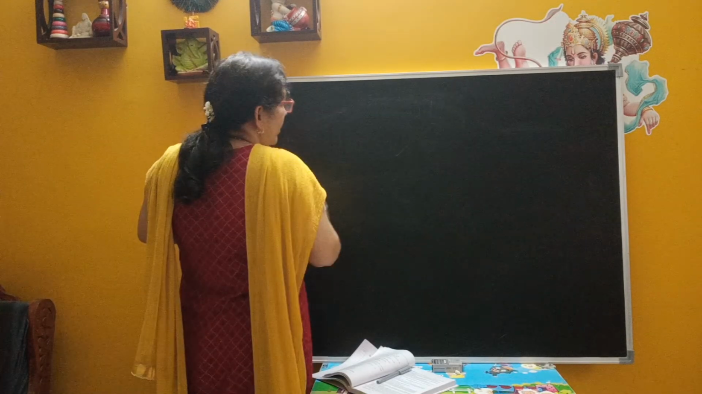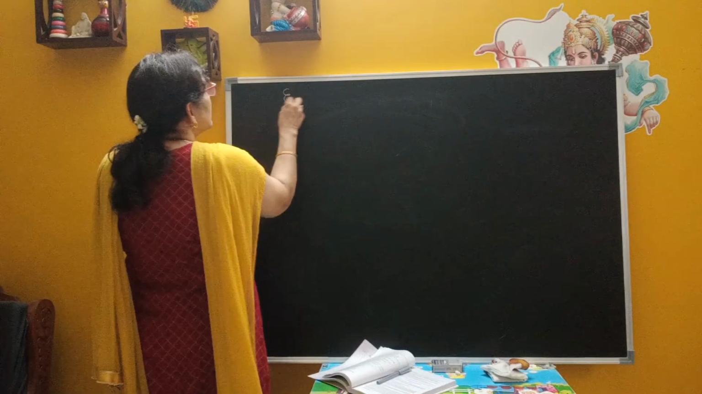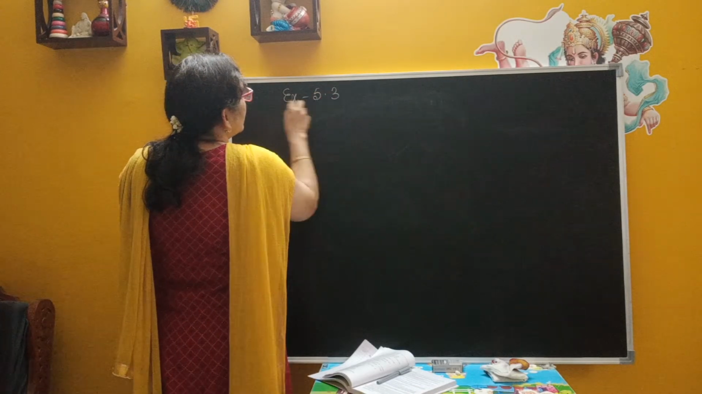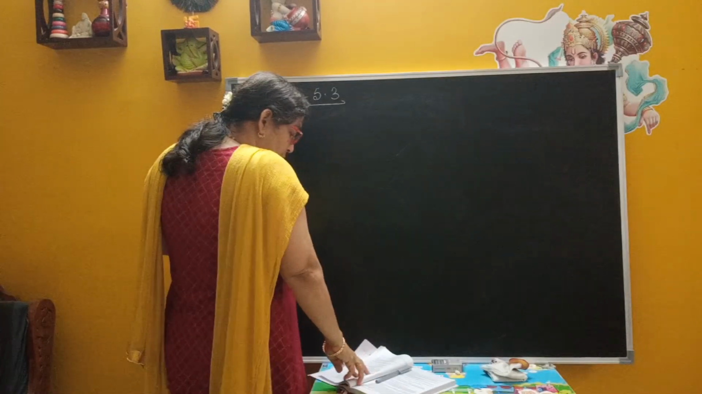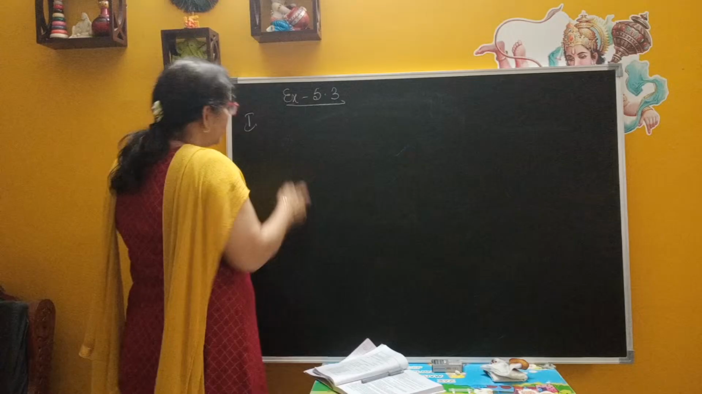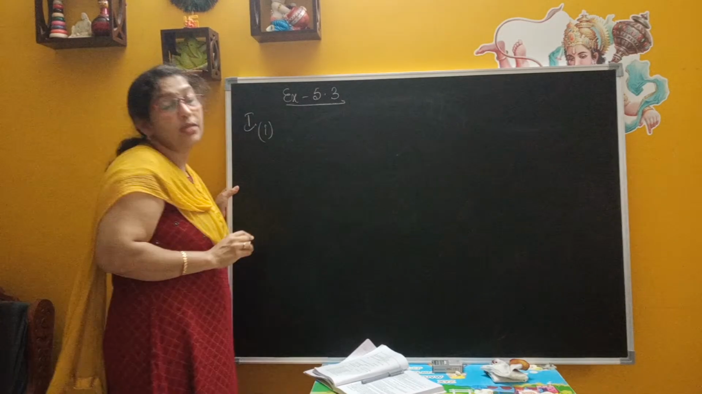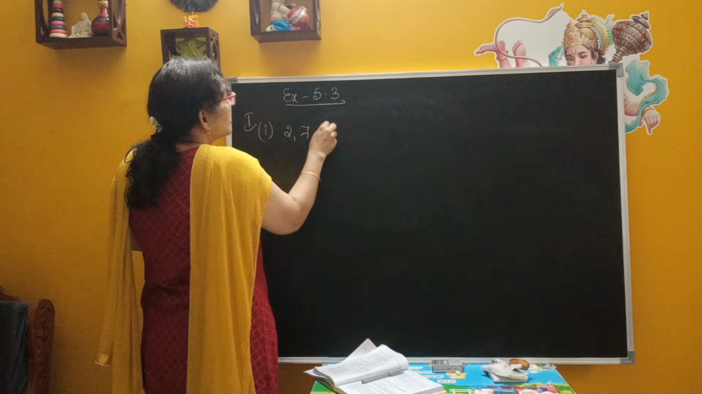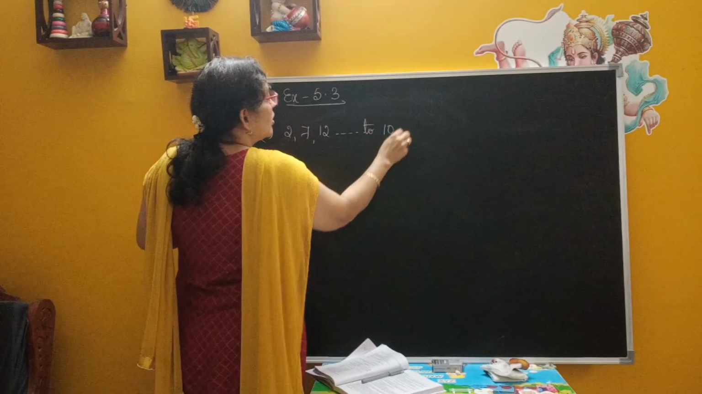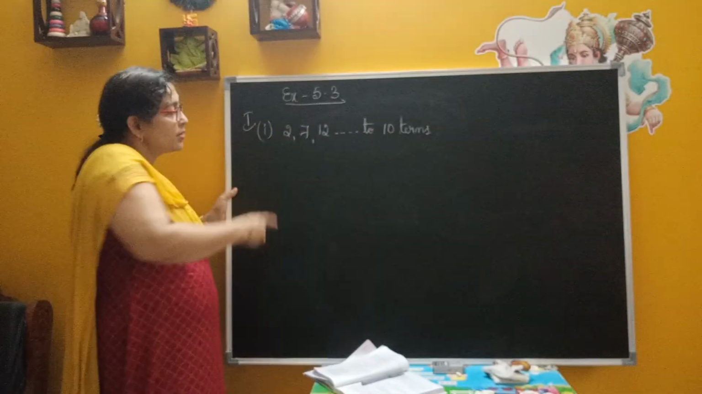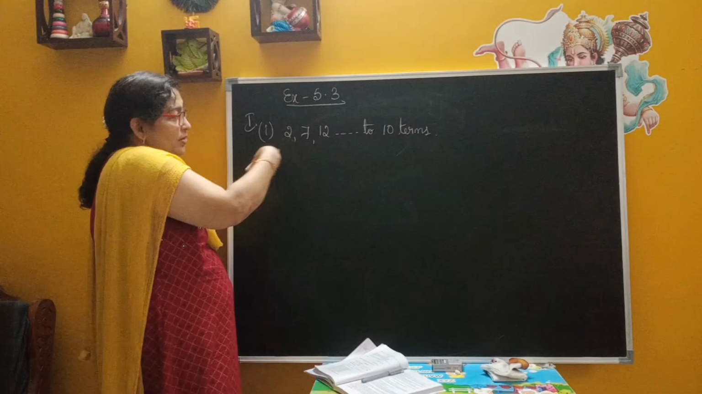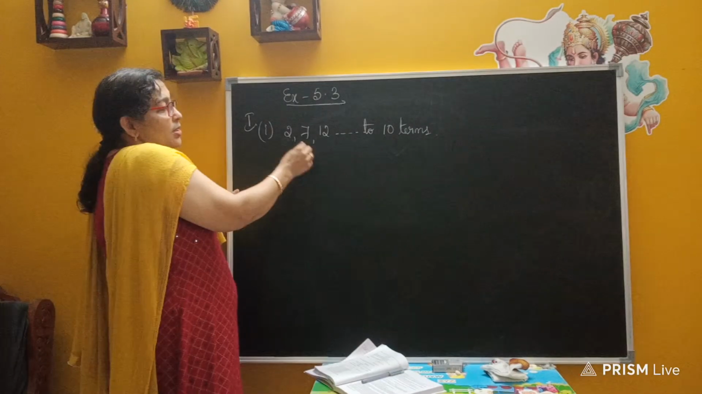In exercise 5.3, let us go with the first main question. Find the sum of the following APs. First one, a very simple one. I always go with simple problems so all of you can understand easily. The AP is 2, 7, 12, etc. to 10 terms. So we need to find the sum of this AP, that is 2 plus 7 plus 12 plus.